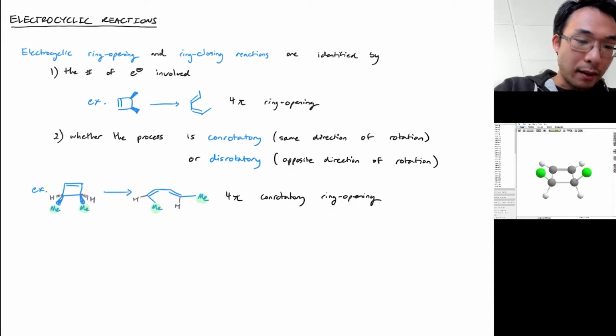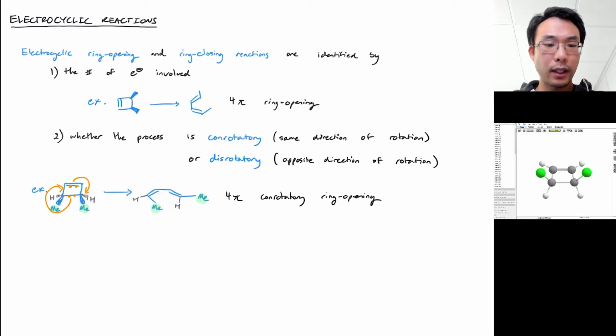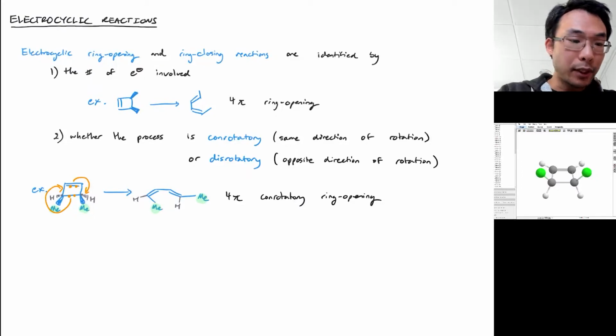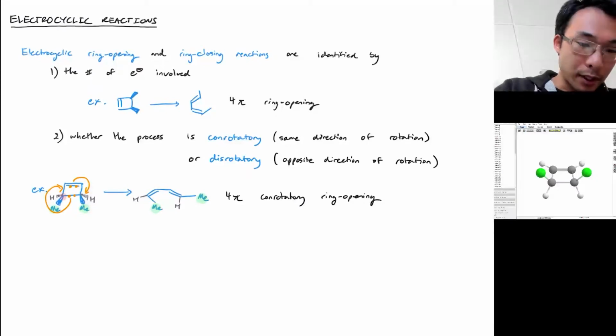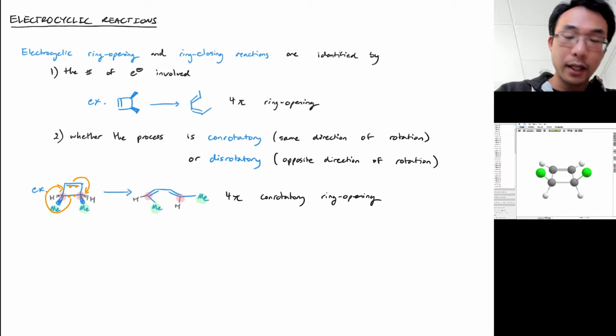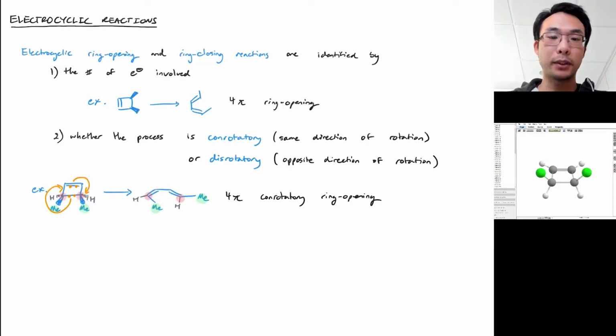So mechanistically what's happening is we're getting something that looks like this. And that's that ring opening. If you're looking at the carbons that are rotating, those would be the carbons that I'm highlighting in red here. And that's where we want to focus our attention when it comes to this conrotatory and disrotatory process.